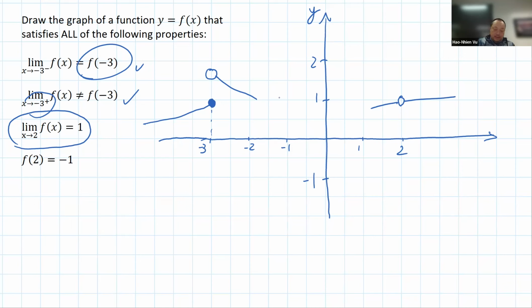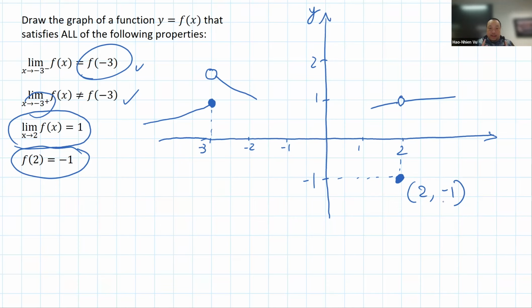And then the last condition is that f(2) has to be equal to -1. So when x is equal to 2, the function itself has to be equal to -1. So there has to be the point (2, -1) totally separate there. Right, that's the end of the question.